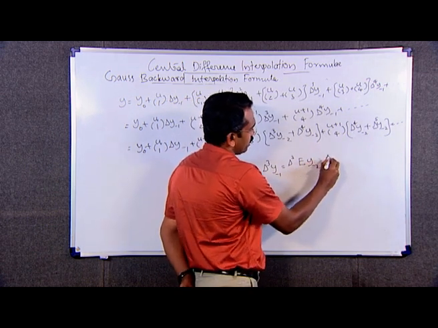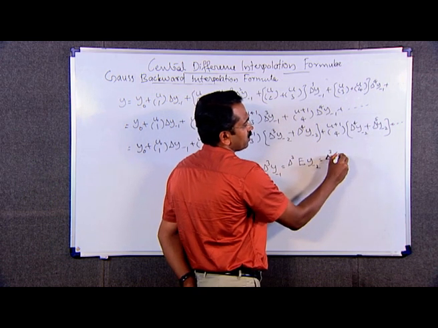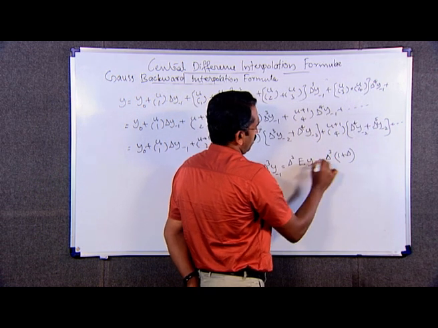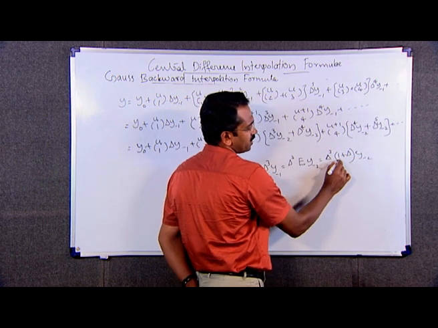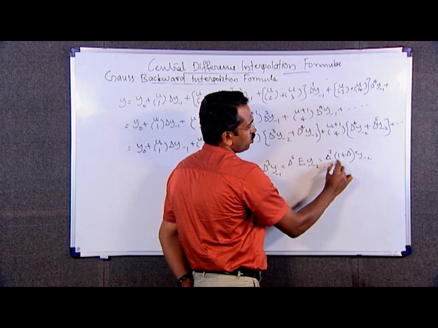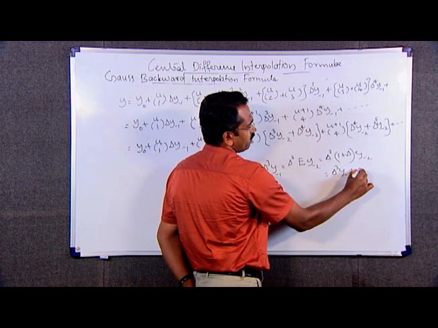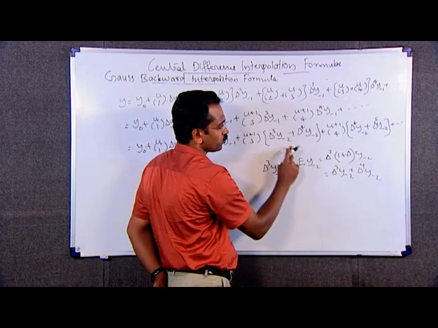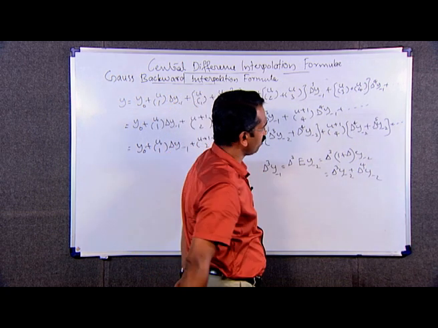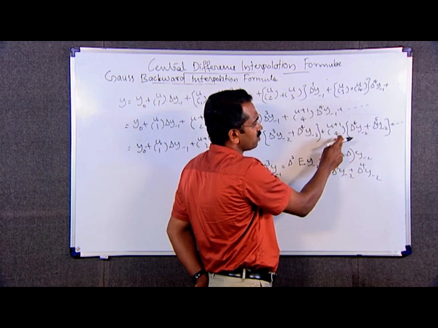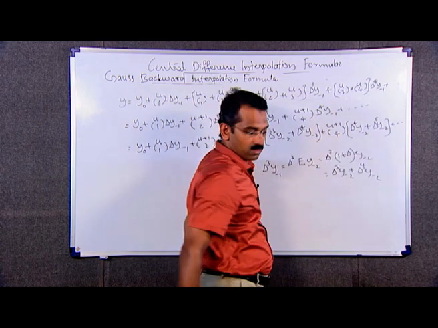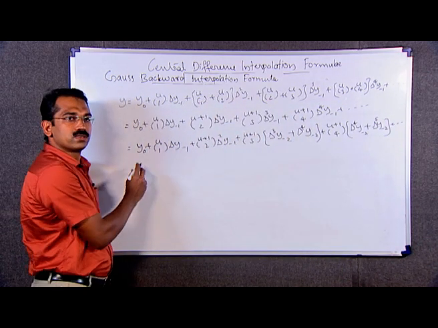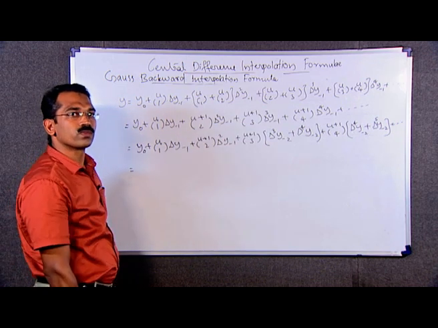Therefore, this is equal to delta cube. Here E can be written as 1 plus delta, of y minus 2, that is delta cube y minus 2 plus delta cube of delta, meaning delta raised to 4 y minus 2. That is, delta cube y minus 1 is equal to delta cube y minus 2 plus delta raised to 4 y minus 2. Similarly, delta raised to 4 y minus 1 can be written like this.